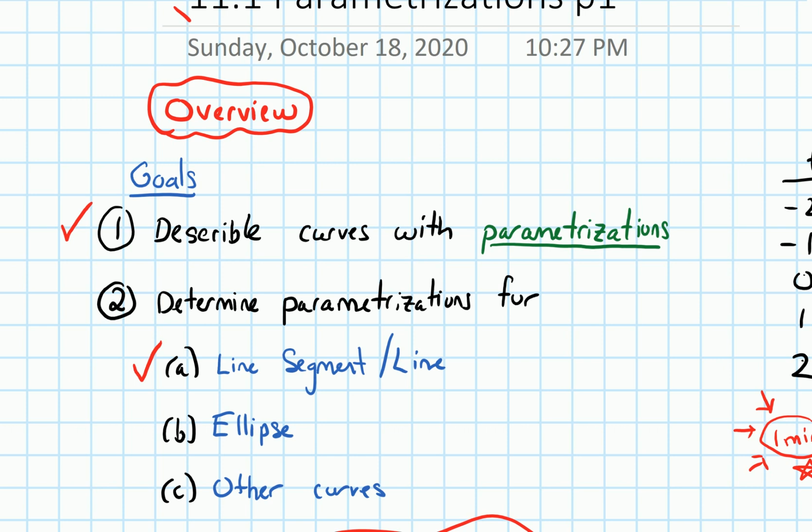All right, so returning to our goals for this section, we have now talked about how to parametrize ellipses and circles. In the next video, we will briefly talk about how we handle things that are not lines, not line segments, and not ellipses, so other curves.